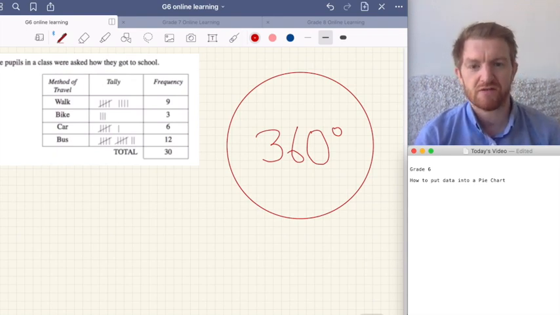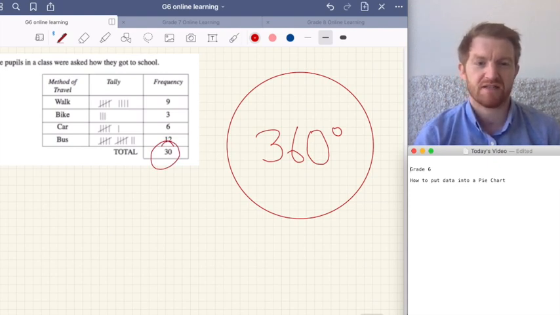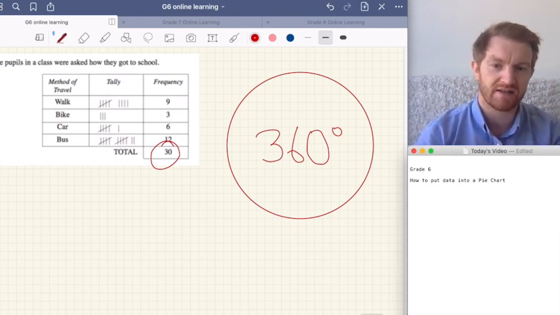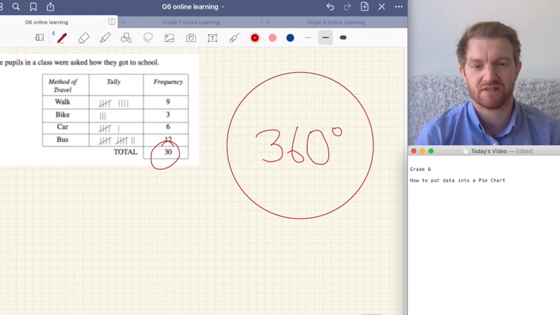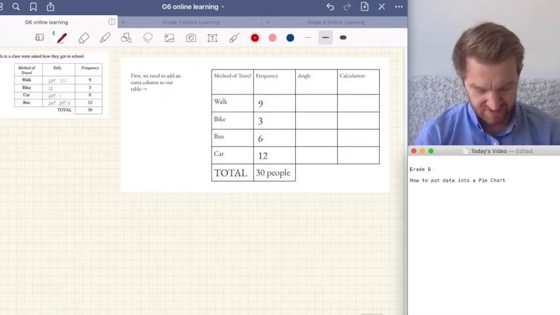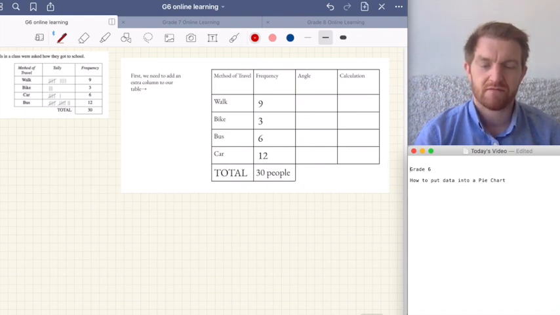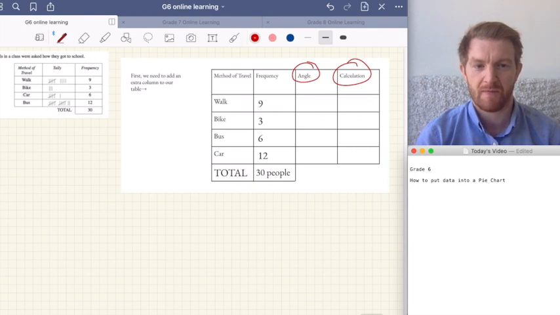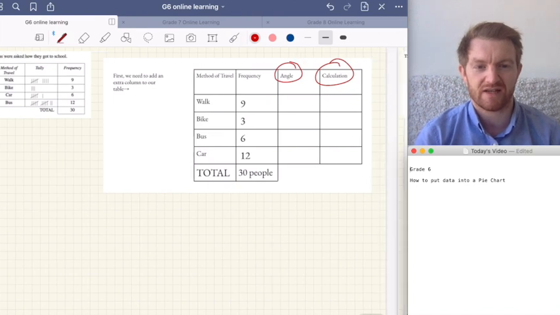So the first thing we need to do is we need to say, okay, we've got 30 people. If we just divided that 360 degree pie up into 30 slices, where everyone gets the same size slice. So all of those 30 people get 360 degrees split evenly. Well, we would say, before that, first of all, we're going to add on our extra column onto the table. So eventually we're going to work out the angles and we're going to calculate it. That's going to be our working out.